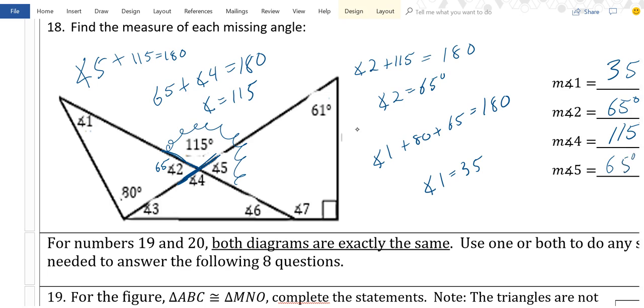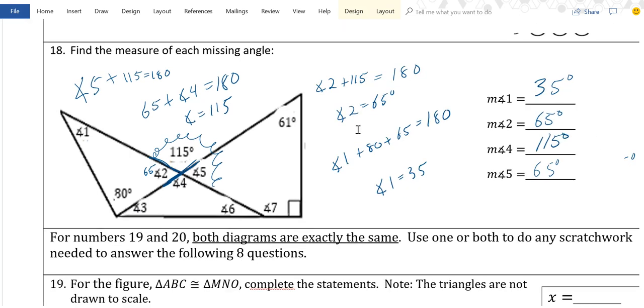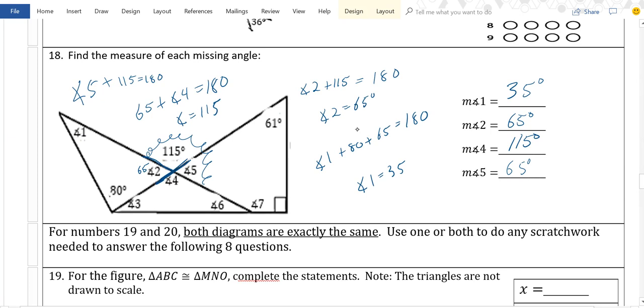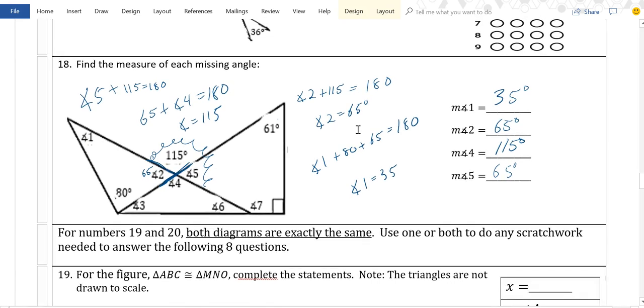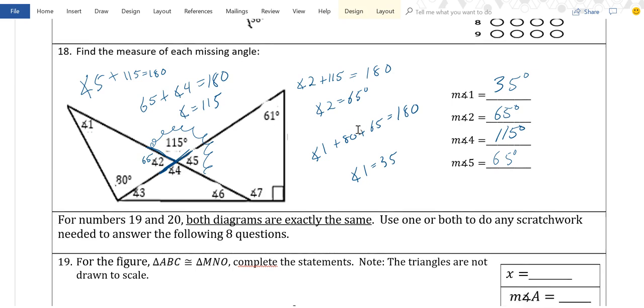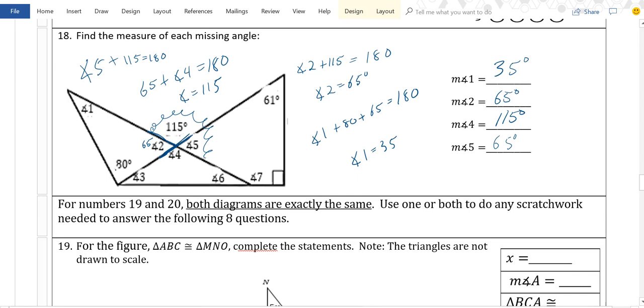You could have also noticed there's a vertical angle over here with angle 2. So either way. Similarly, for angle 4, we could have said, oh, it's a vertical angle here. Again, either way kind of works. And using these same types of logic, you guys could go ahead and solve for the rest of these as well. So you could solve for angle 3 and 6, 7. Same type of stuff. If you have questions on those, feel free to contact me or check in with me on those.